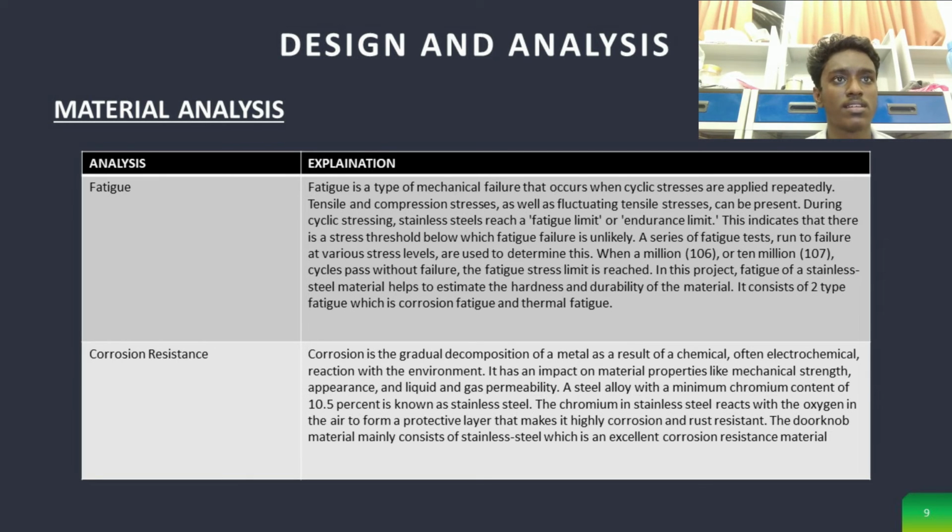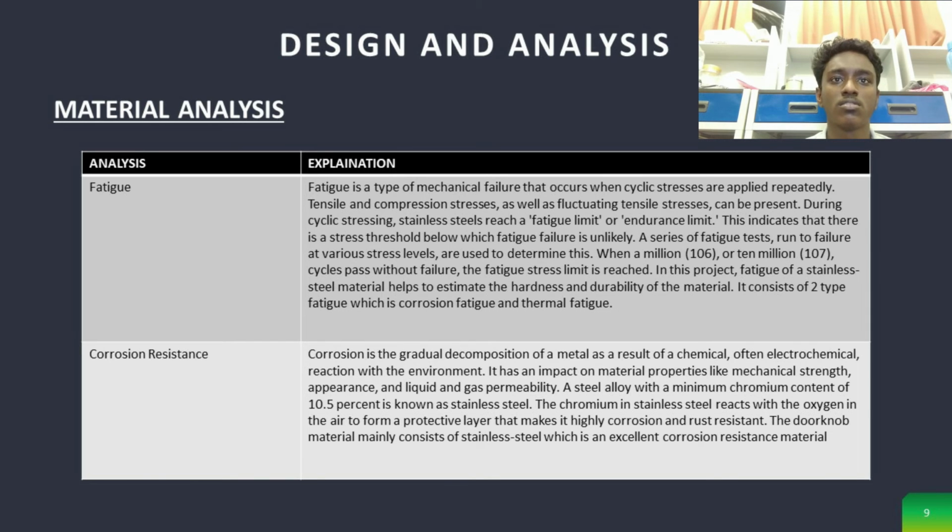A series of fatigue tests run to failure at various stress levels are used to determine this. When a million or 10 million cycles pass without failure, the fatigue stress limit is reached. In this project, fatigue of a stainless steel material helps to estimate the hardness and durability of the material. It consists of two types of fatigue, which are corrosion fatigue and thermal fatigue.